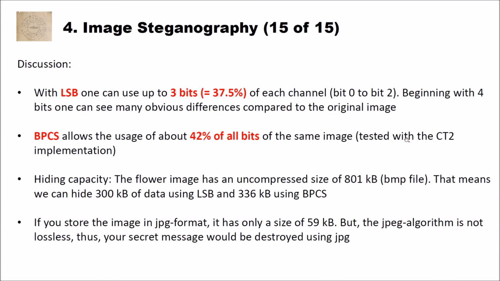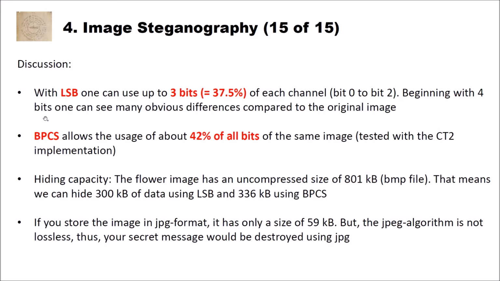Now I have a discussion and a comparison between the LSB and the BPCS methods. With the LSB method, you can use up to 3 bits, which is about 37.5, or it's exactly 37.5% of each channel. That's bit 0, 1, and bit 2. And beginning with 4 bits, you could see many obvious differences compared to the original image. So we can use 3 bits of each channel with the LSB method, and we would not see many changes.